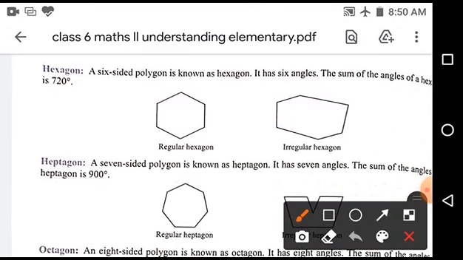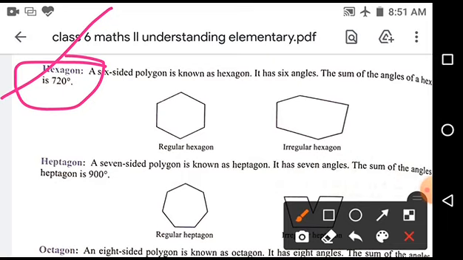In the same way, if you see here hexagon, a six-sided polygon is known as hexagon. It has six angles. The sum of the angles of a hexagon is 720. So this is the important point, and you have to learn the total sum of the angles in a hexagon is 720. This is an example of regular hexagon, and this is an example of irregular hexagon. Both hexagons contain six sides.